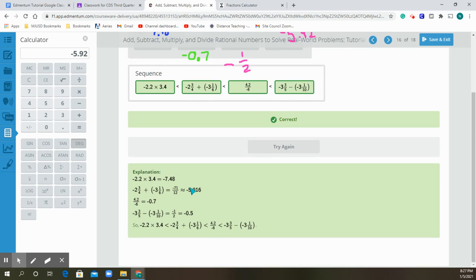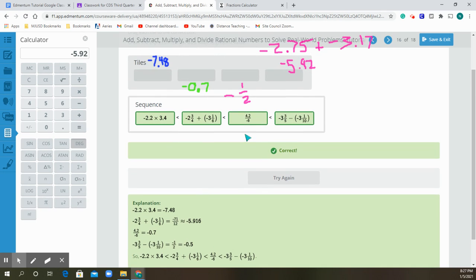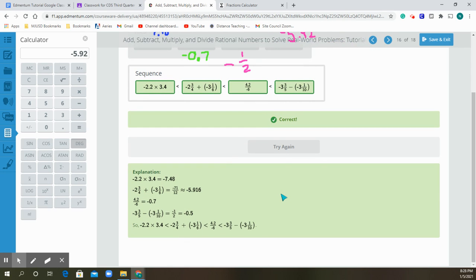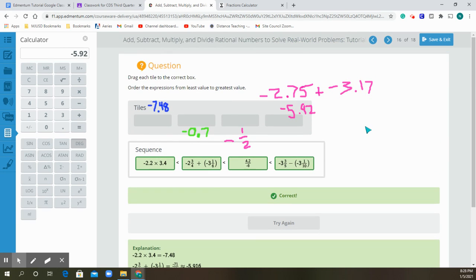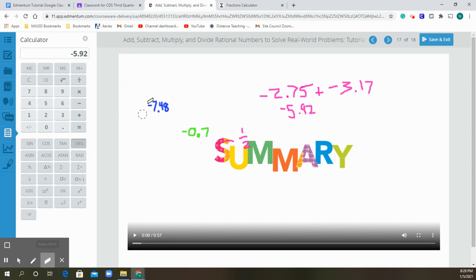This is the explanation. See this symbol right here? That means about. So it's about 5.91. That's what I was saying, because it normally was 5.916 and it trailed off. Now we don't have that anymore. There we go. Next problem. Let me erase all this too.